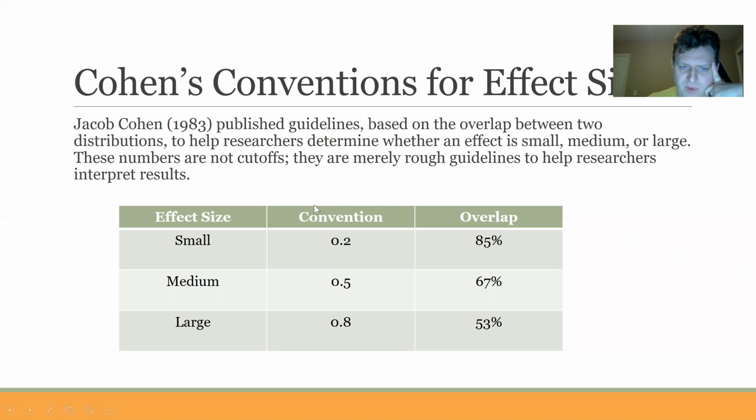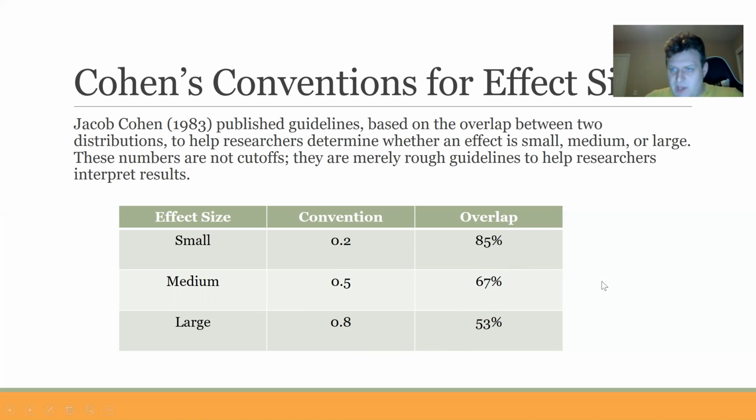So if we have a Cohen's d of around 0.2, this means that we have a small-sized effect, with about 85% overlap in the population distributions. If we have a Cohen's d of around 0.5, that means that we have a medium-sized effect with about 67% overlap between the two population distributions. And finally, if we have a Cohen's d of 0.8 or larger, we have a large-sized effect, which has about 53% overlap between the two population distributions.